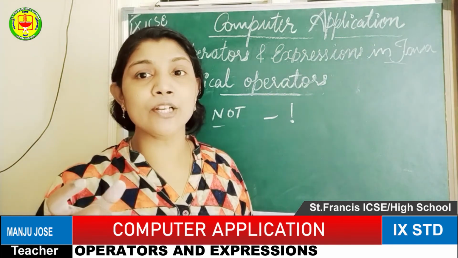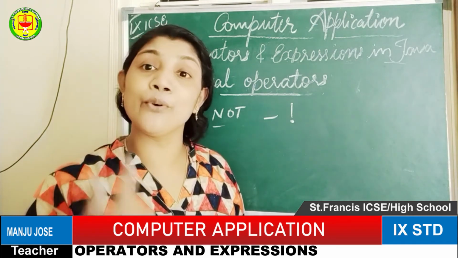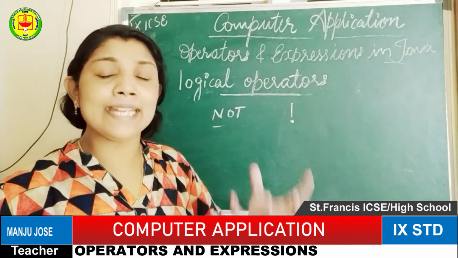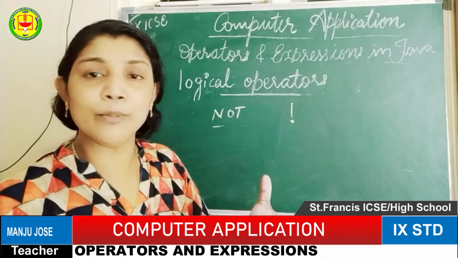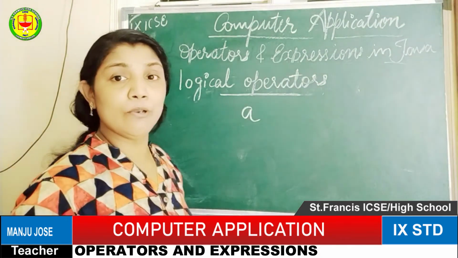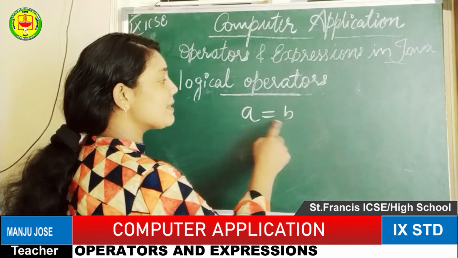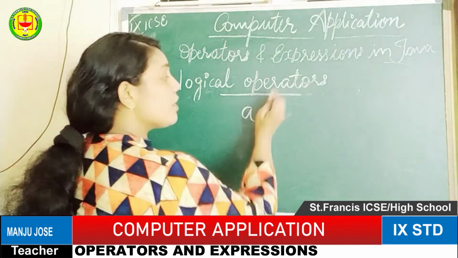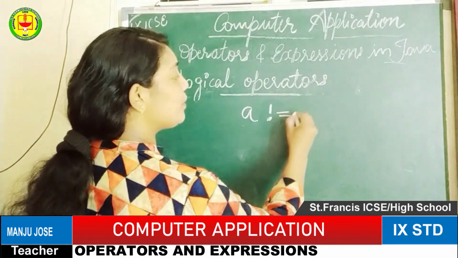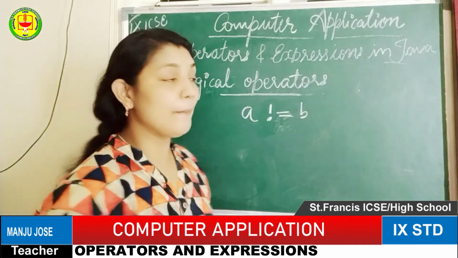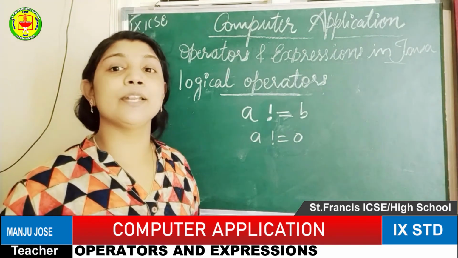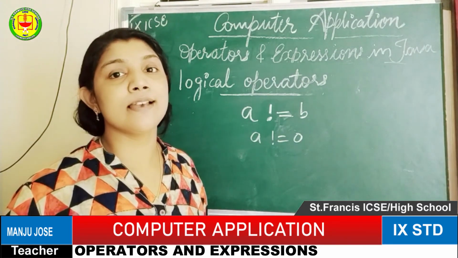So if you want to check not equal to, that means a negative statement, if you want to print a negative output, we depend on the NOT operation. For example, A equal to B means the value of A and B are equal. Then how to check not equal to? Just give the exclamation symbol before equal to: A != B. Then the value of A != 0. For this purpose only we are using the NOT operation in Java programming.